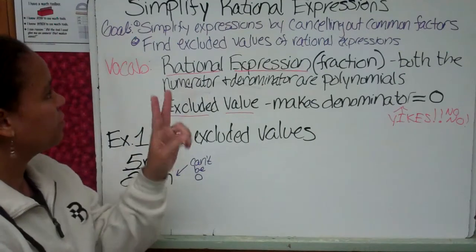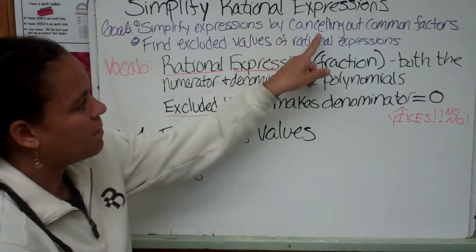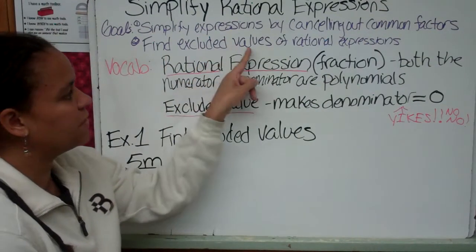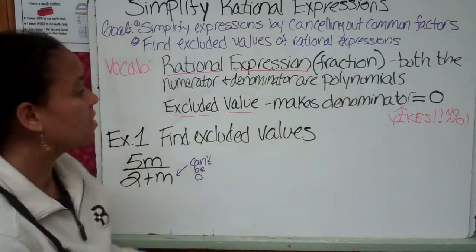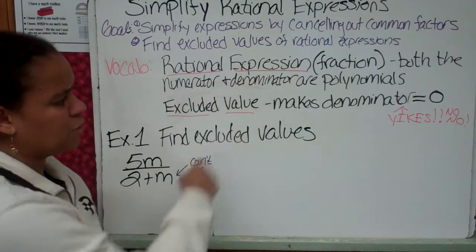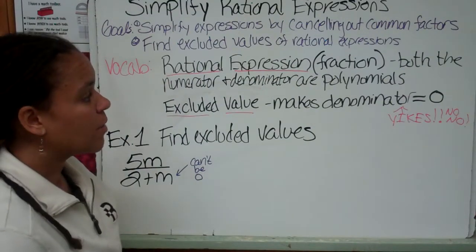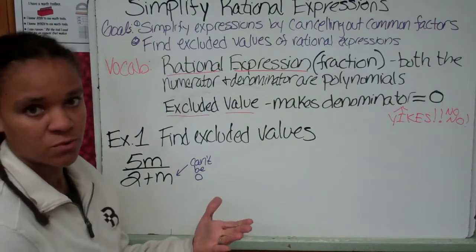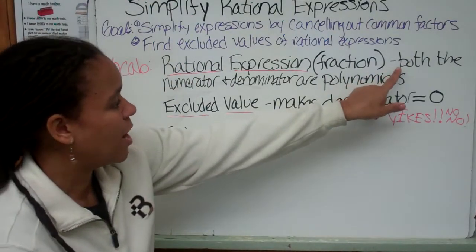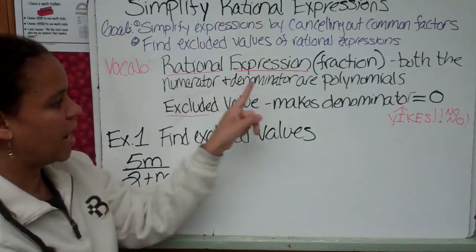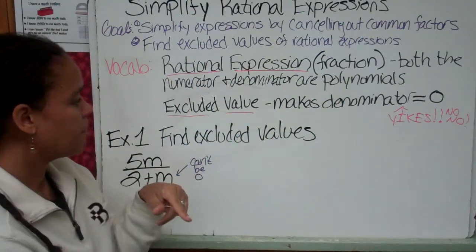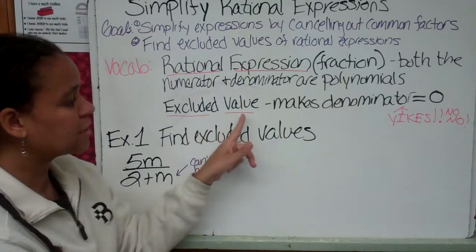Our goals, we have two, are to simplify these expressions by canceling out common factors, and the second one is to find the excluded values of rational expressions. So before we get started, two vocab terms. Rational expression, well, what the heck is a rational expression? A rational expression is just something that's a fraction. Rational means ratio, so something over top of another thing. So in a rational expression, both the numerator and the denominator are polynomials, so we'll be looking at fractions whenever you hear rational. And the other thing we're going to talk about is excluded value.